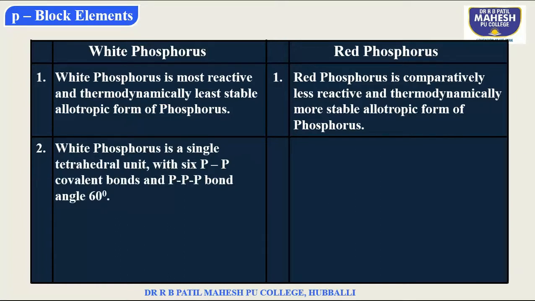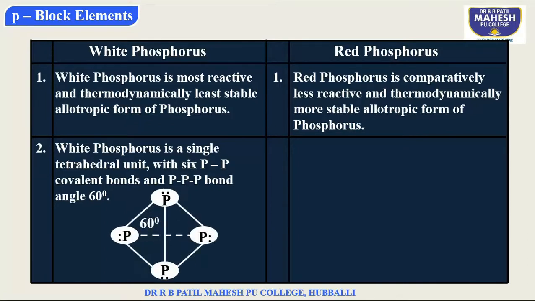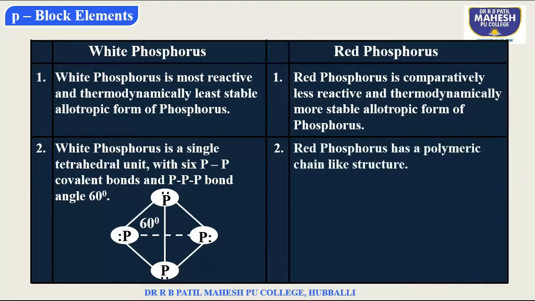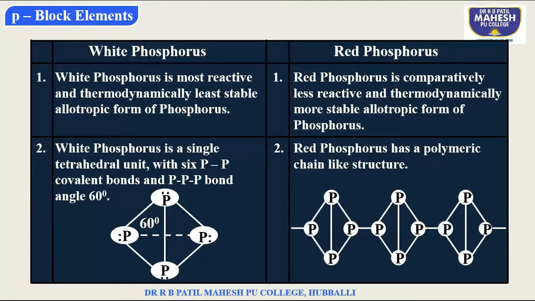White phosphorus has a single tetrahedral unit, P4, with 6 phosphorus-phosphorus covalent bonds, and the bond angle is found to be equal to 60 degrees. So this is the single tetrahedral unit of white phosphorus that is highly poisonous in nature. In the case of red phosphorus, it has a polymeric structure in which tetrahedral units are joined through a single bond.